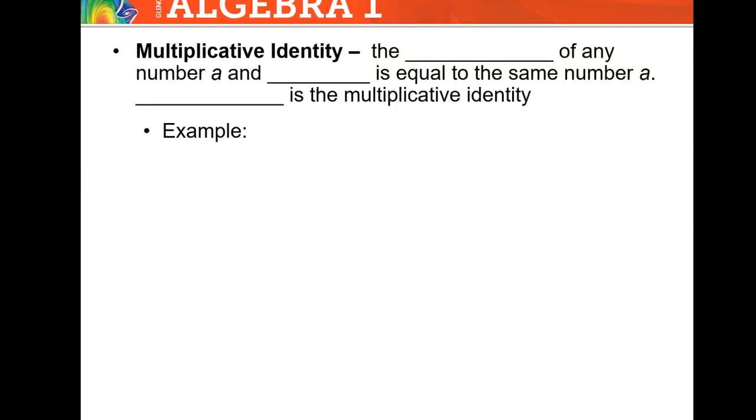Okay, we have the multiplicative identity. So the multiplicative identity says, what's a good word for multiplication? What do we use for multiplication? Times. So the fancier word for times is product. So the product of any number A and 1, so 1 is the identity of multiplication, is equal to the same number A. And again, 1 is the multiplicative identity.